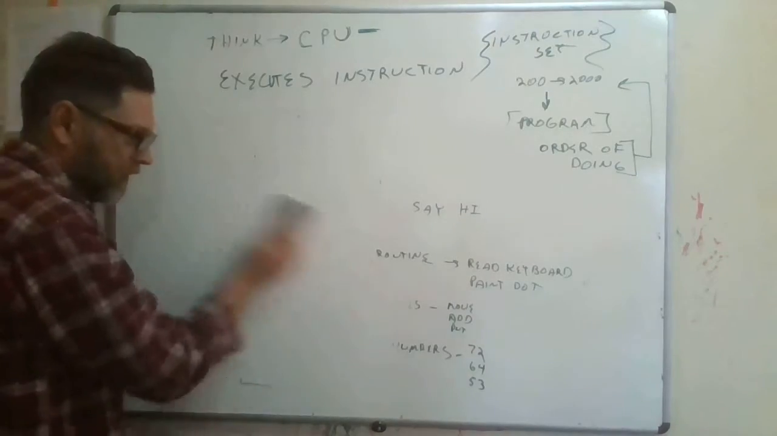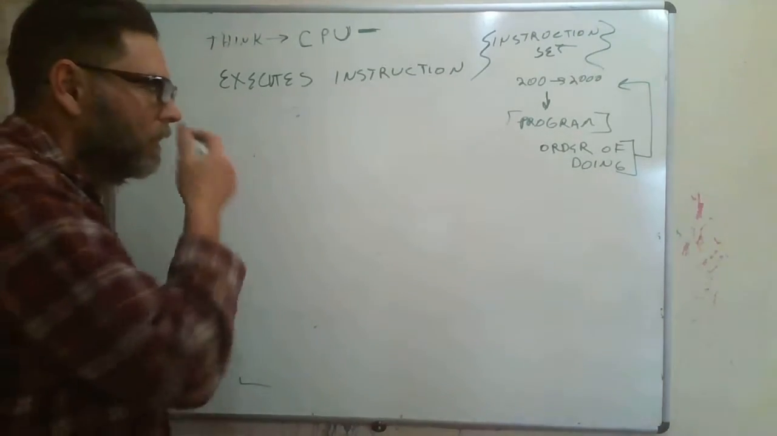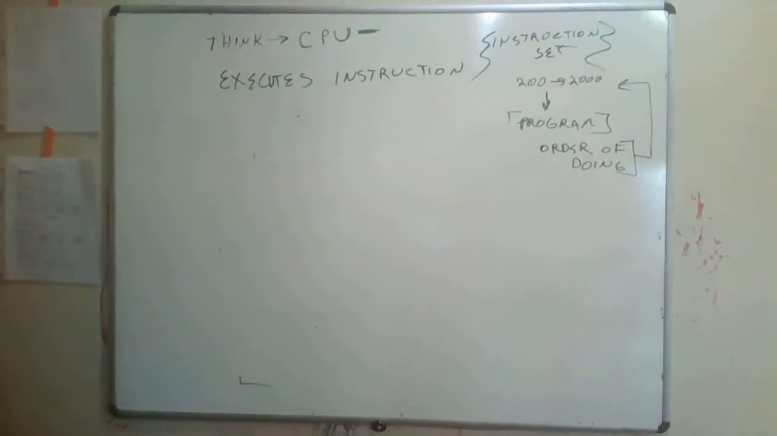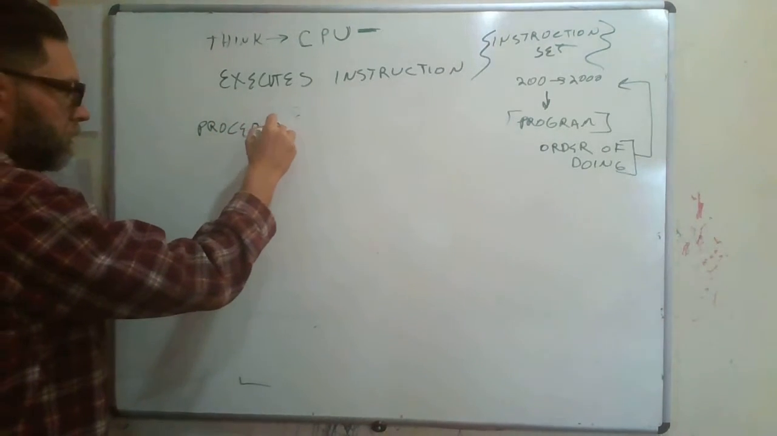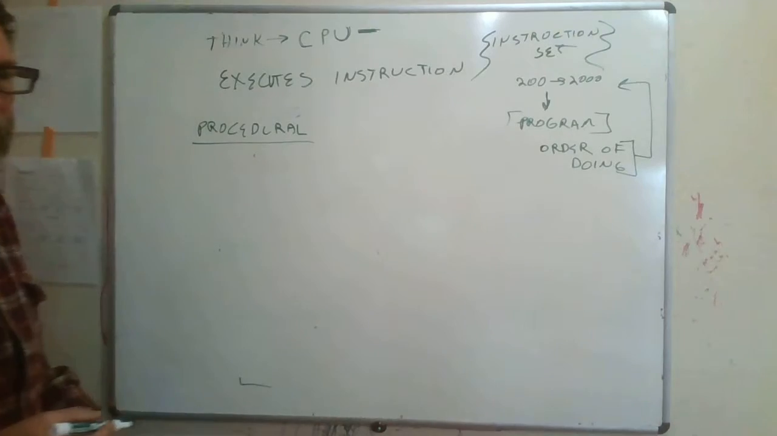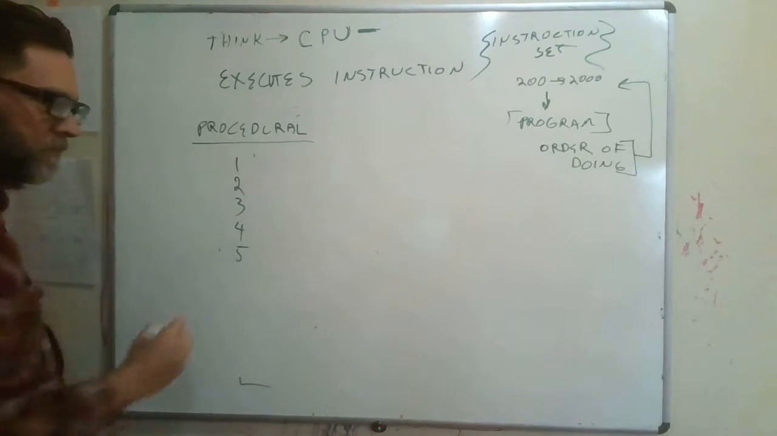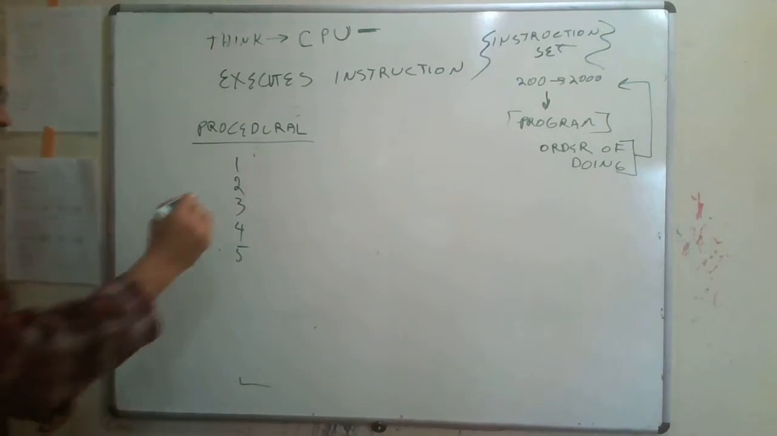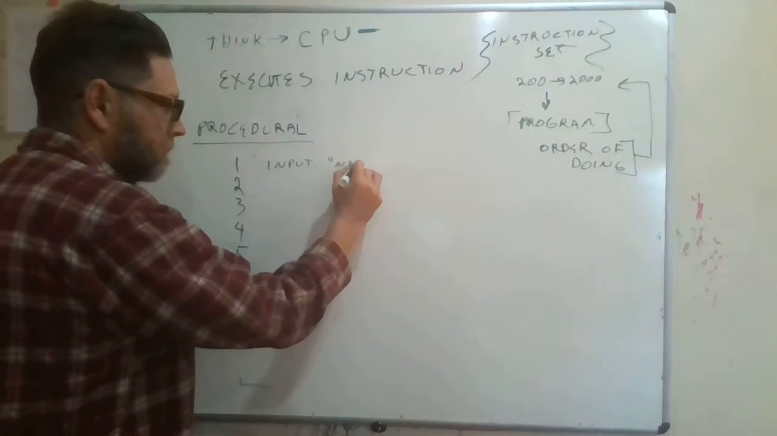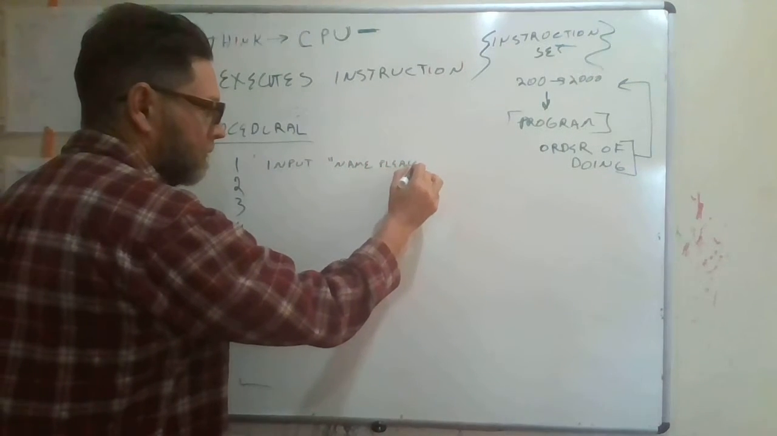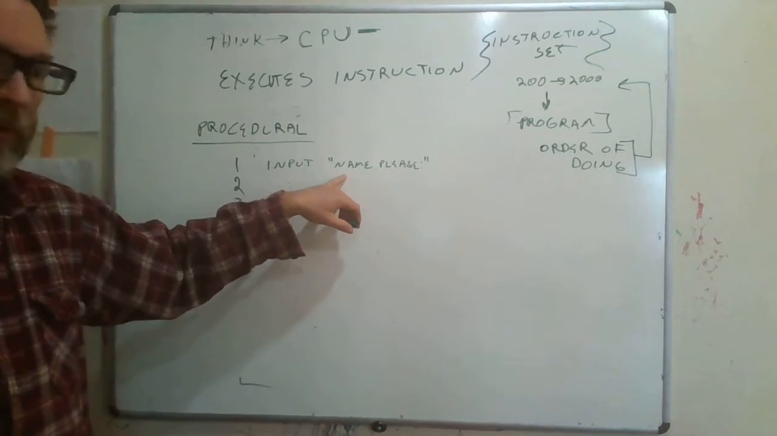I'm going to show you a real program. The traditional program. The simplest way to write a program is called procedurally. Procedural programming means this is how I want you to proceed. Do this, and then do this, and then do this, and then do this, and then do this. This is a real simple program. Let's say I have a command called input. And what I can do is say, I want to input, and I want it to give me a prompt saying, name please.